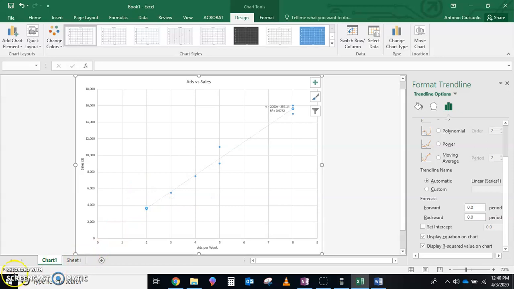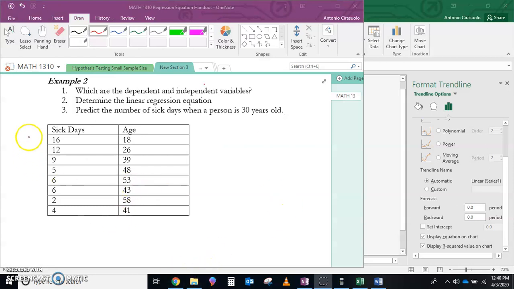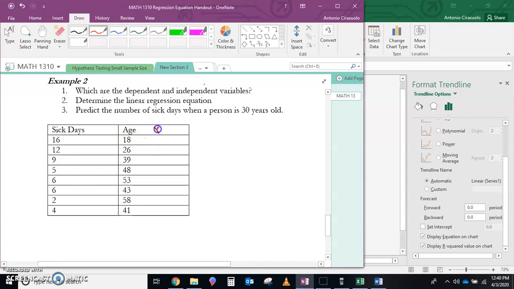Let's look at the second example, and I'll keep it really straightforward, really quick, okay? In this case, we're looking at sick days and age, and which is the dependent and independent variable? Well, you can see that sick days should depend on age, right? So age is your independent variable, and sick days is your dependent variable. Okay, so the number of sick days depends on age.